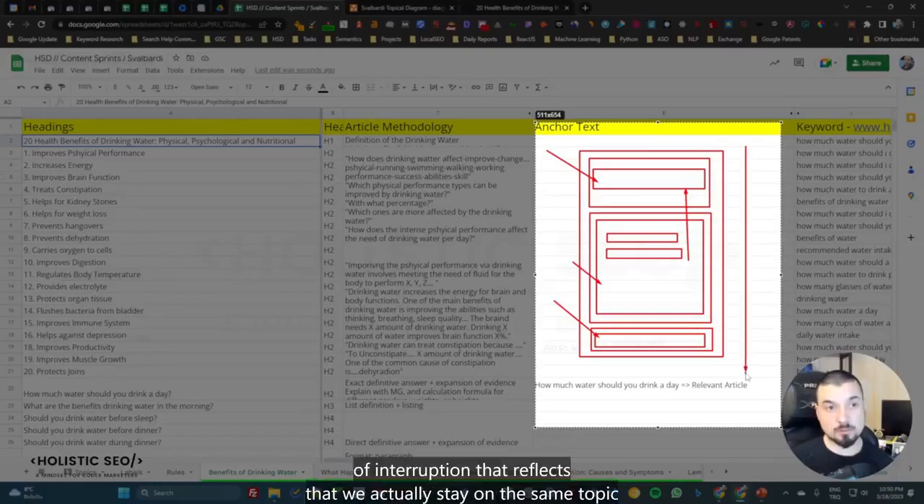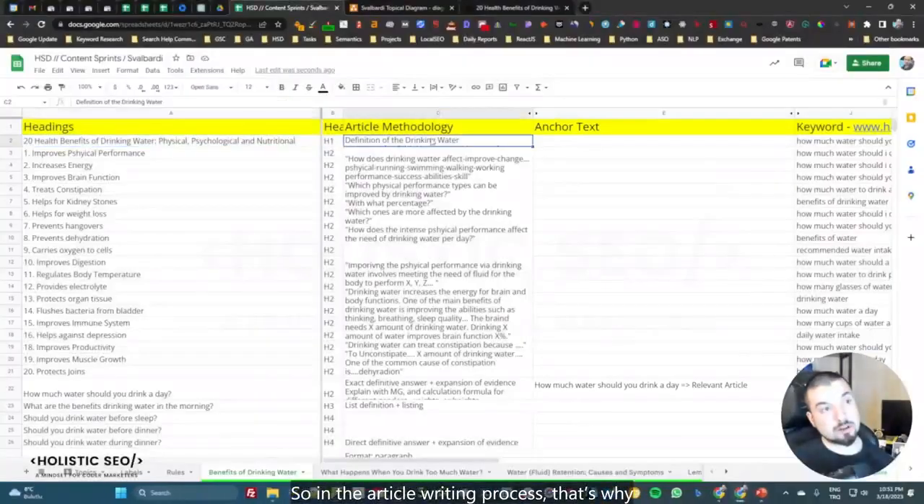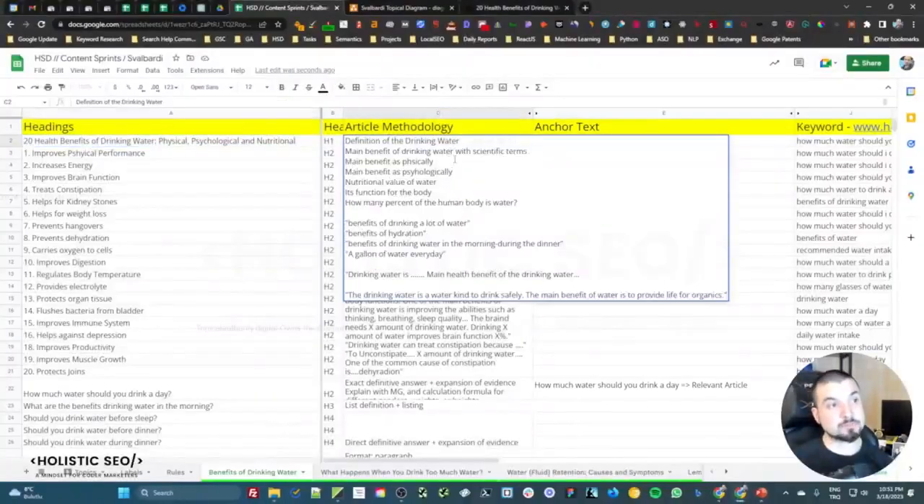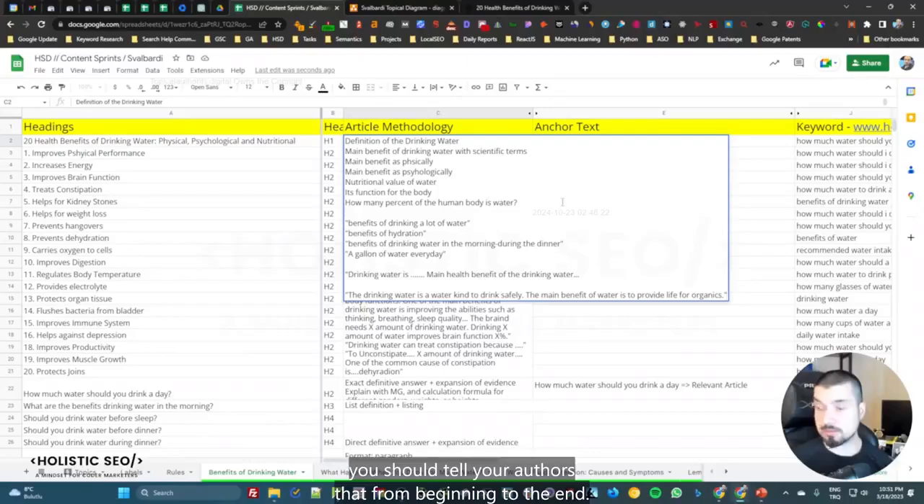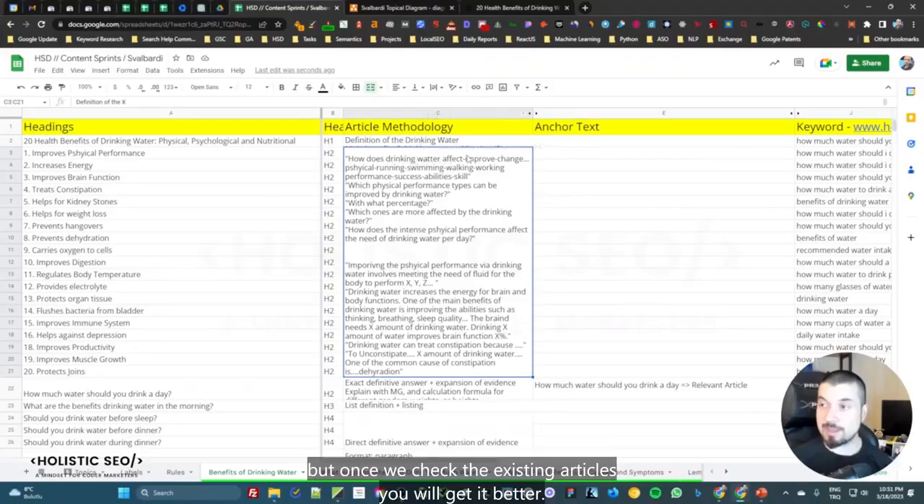without any interruption, which reflects that we stay on the same topic by processing everything without leaving any gap. So in the article writing process, that's why you should tell your authors that from beginning to end, they will need to follow this order. I know that I take things slow when it comes to article methodology, but once we check the existing articles, you will get it better. This is the most important part.